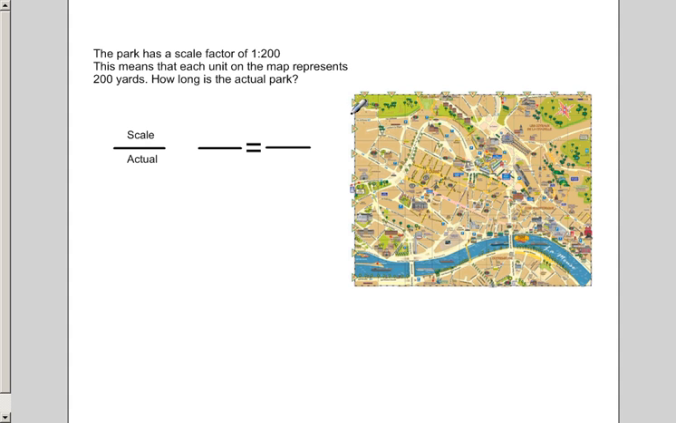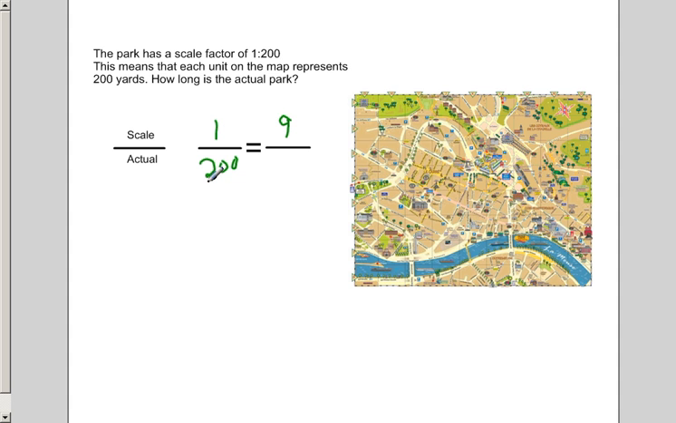Now, if we look at a story problem here, this park has a scale of 1 to 200, which means that each unit on the map represents 200 yards. So how long would the actual park be? Well, we need to set up our ratio of the scale amount to the actual amount. We know it's a 1 to 200 ratio. And then our scale amount here, we need to count for the length. 1, 2, 3, 4, 5, 6, 7, 8, 9. So that's our scale.